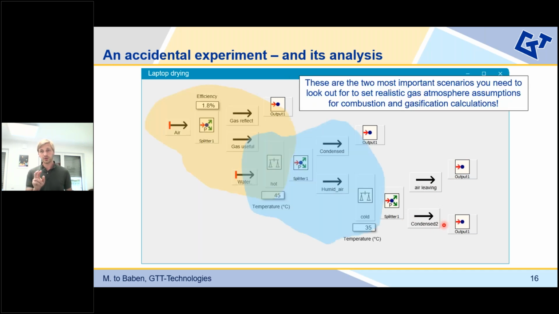Now, essentially, this flow sheet contains two very important scenarios that you need to look out for if you want to set realistic gas phase assumptions. The first scenario is one where only part of an input stream is actually actively participating in the reaction. That is basically this part. And the second one is where you have reactions taking place at different temperatures, and that determines what reactions actually take place.